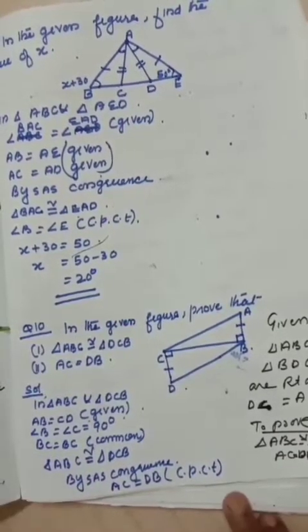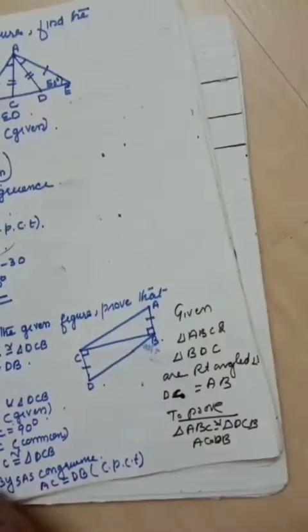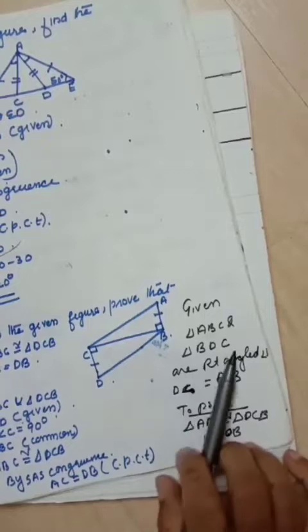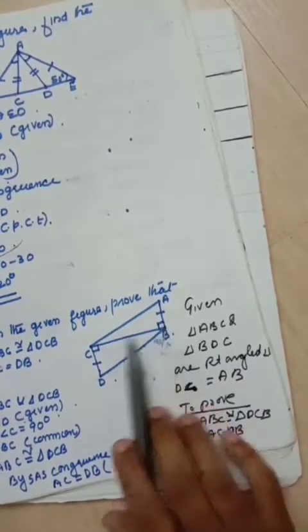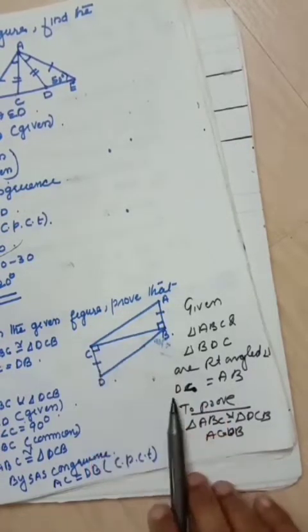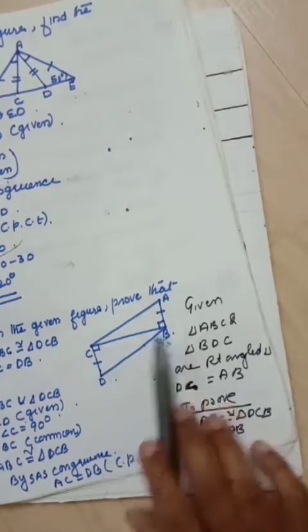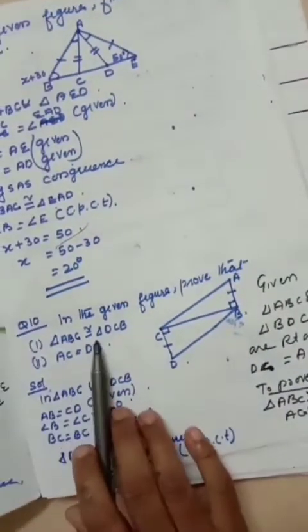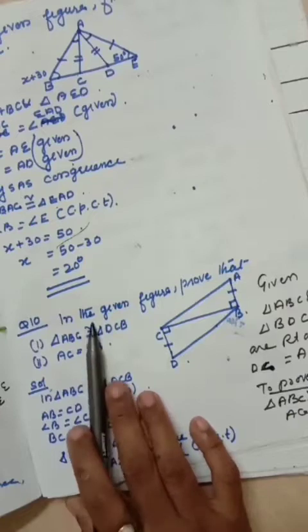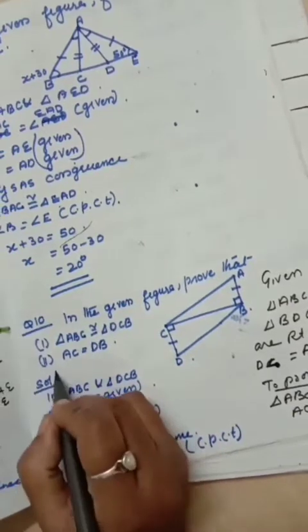Next question, question number 10. In the given figure, prove that triangle ABC is congruent to triangle DCB, and AC equal to DB. See here, first you have to write the given: angle ABC and angle BCD are right angles, 90 degrees, given in the question, and AB equal to DC also given in the question. To prove, these two things you have to prove. Now proof starting.